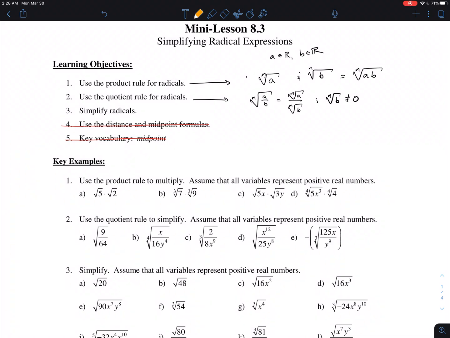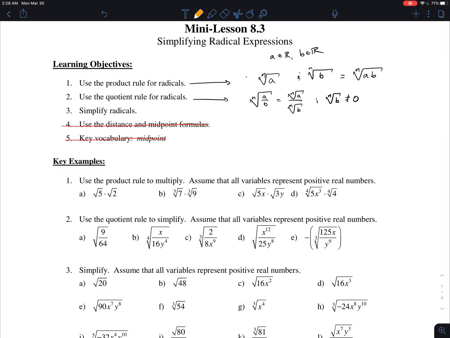All right, guys, let's get started with the mini lesson 8.3. We're going to simplify radical expressions. So the learning objectives we're going to look at today are three. Use the product rule for radicals, use the quotient rule for radicals, and simplify radicals. We're going to do the distance and midpoint formulas later.